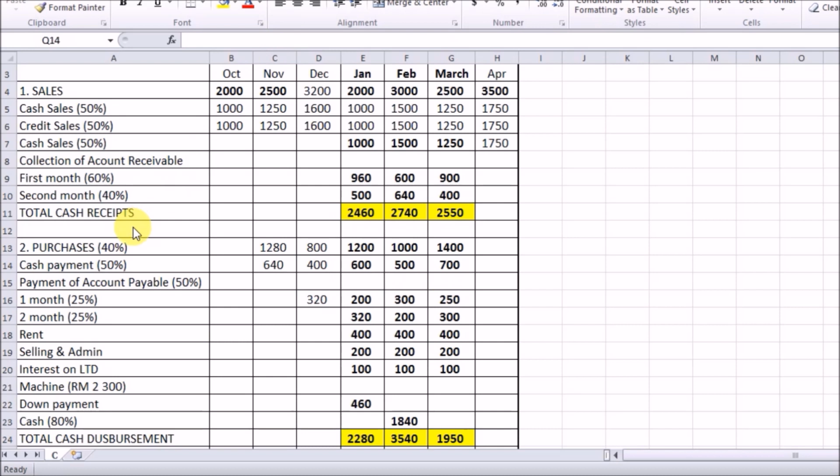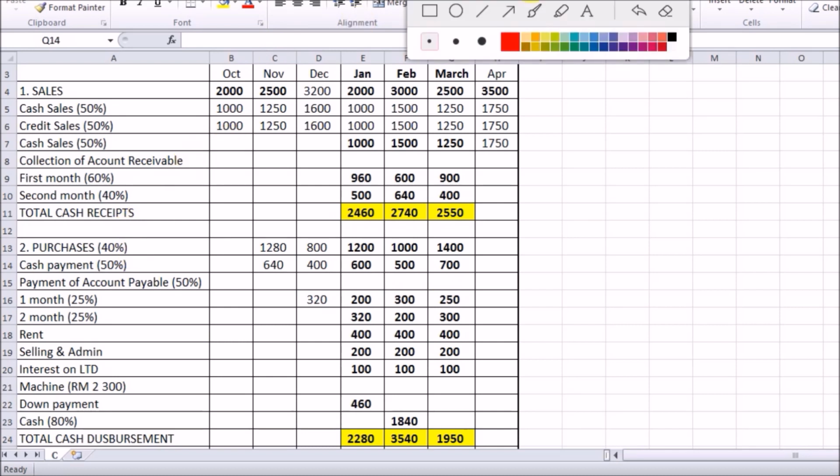We calculate 2 months after from November, 1,280 multiplied by 25% and we got 320. The next month applies the same calculation.